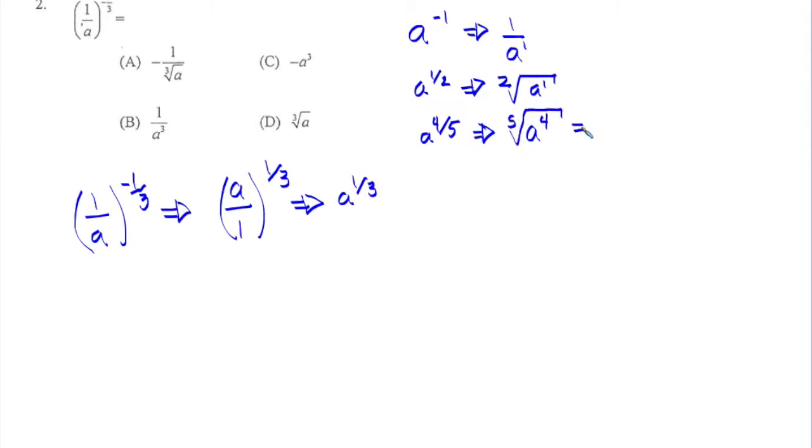And that's the same thing as writing the 5th root of a, all of that to the power of 4. It doesn't matter the order. So that's kind of the rule I'm using here. So once I have this step, then I say, well, that's the cube root of a. The correct answer is D.